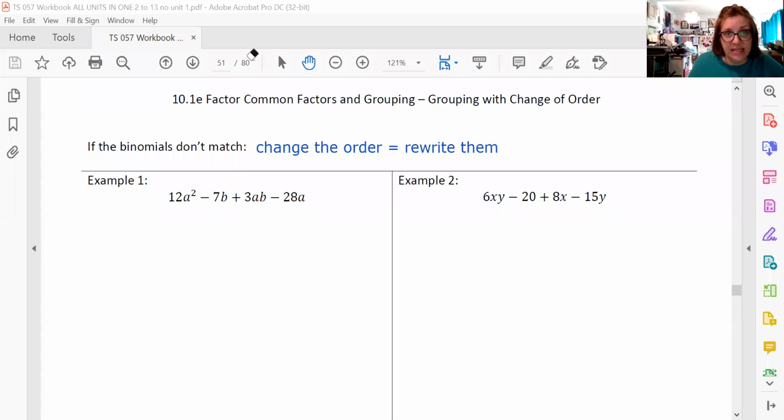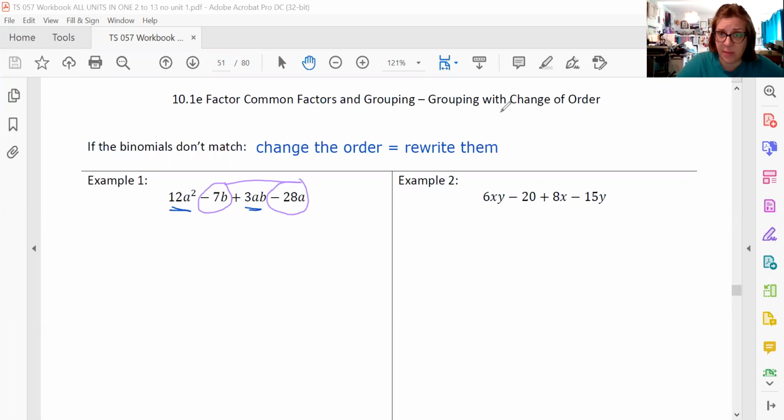I'm going to look at this and say, hey, you know what? There's a 7 right here, and I know that 7 and 28 have the same factors. So I'm going to group those together, which of course means that I'm going to group this 12 and this 3 together, those 2 terms. But again, they have the same common factor of 3. So this is going to work.